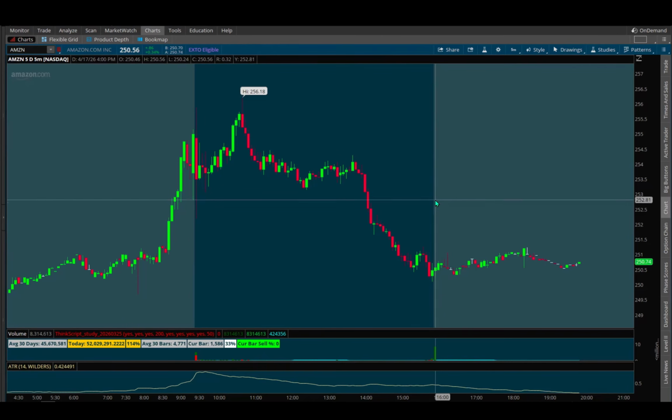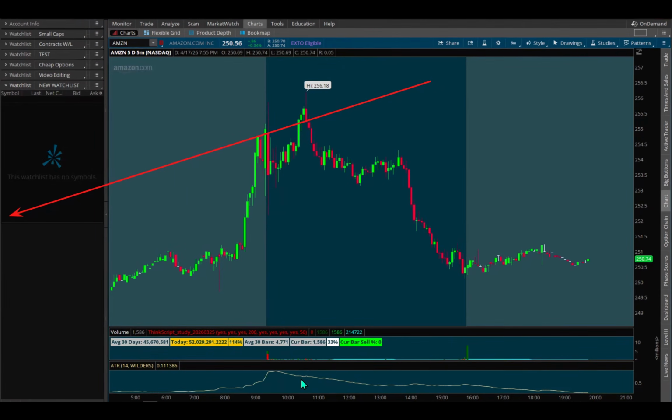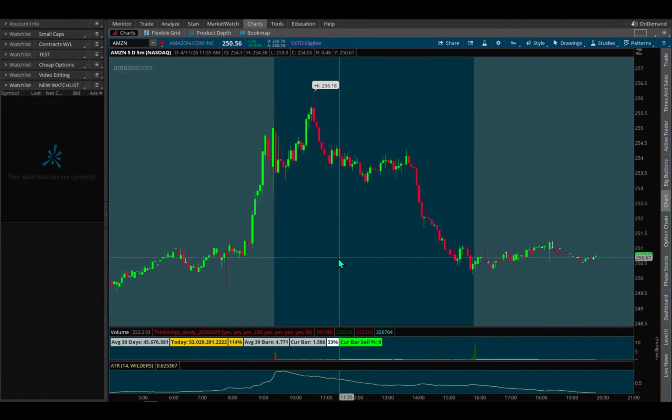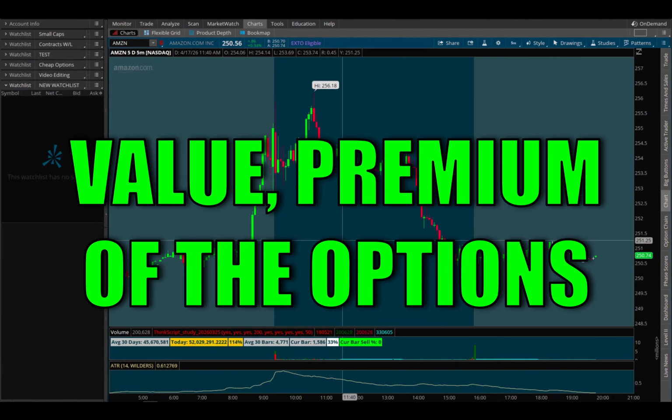What I think is essential now going into building the watch list here. Now we're going to go to our left-hand side. We're going to click that window. It's going to expand it again. Now we want to build the watch list, right? How do we know what stocks are going to be the best ones for us to trade? Well, you're going to have to figure out the value or the premium of the option contract.